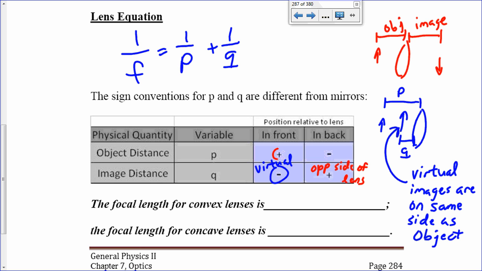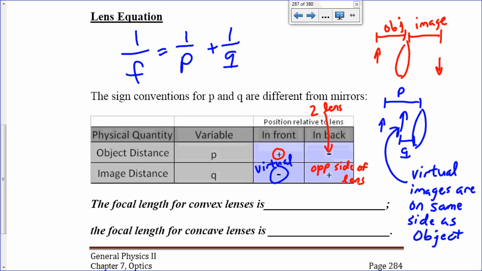The object distance is usually positive, though we'll see a scenario with two lens systems where you can have a negative object distance. And you might have seen that in lab. You might not have, but this is called a virtual object. And we'll deal with that when we get to combination lenses.